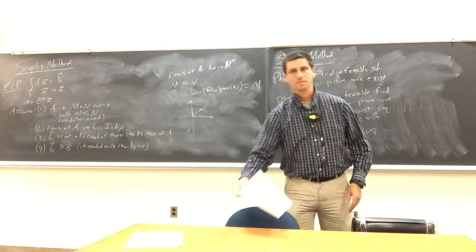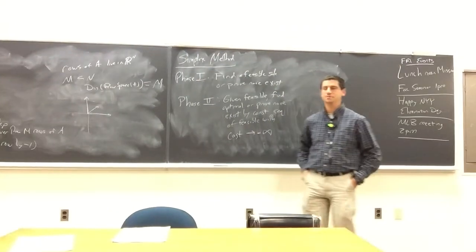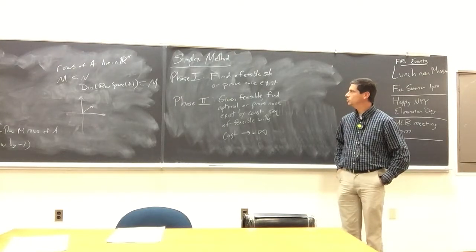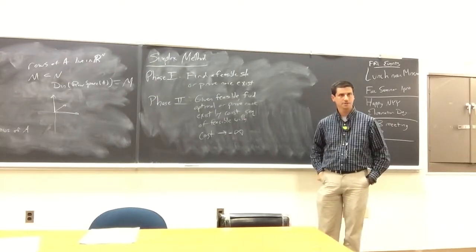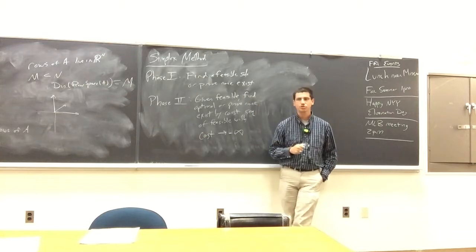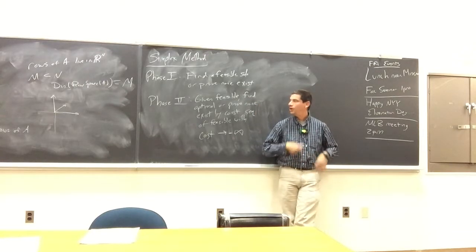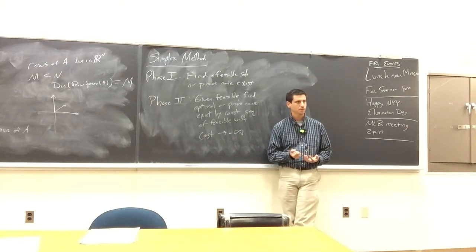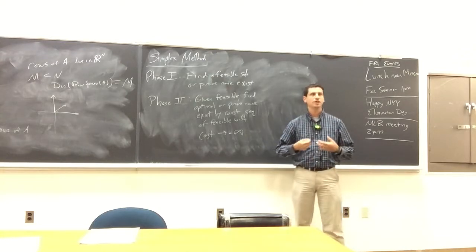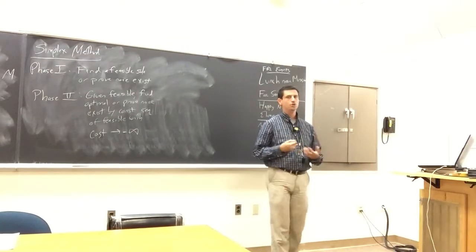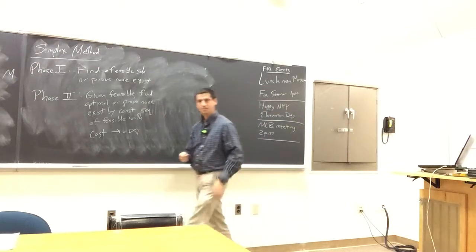Right? So there's 2 steps to the simplex method. You find a feasible solution or you prove that none exist. And then, once you have a feasible solution, you find an optimal solution, or you show that there's no optimal solution by giving yourself a chain of solutions where the cost is going to negative infinity.